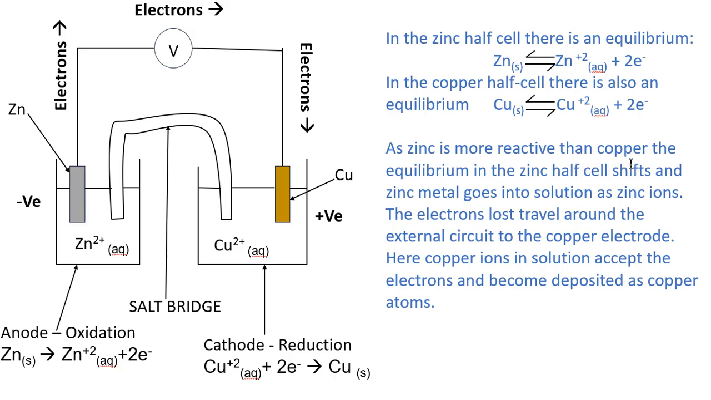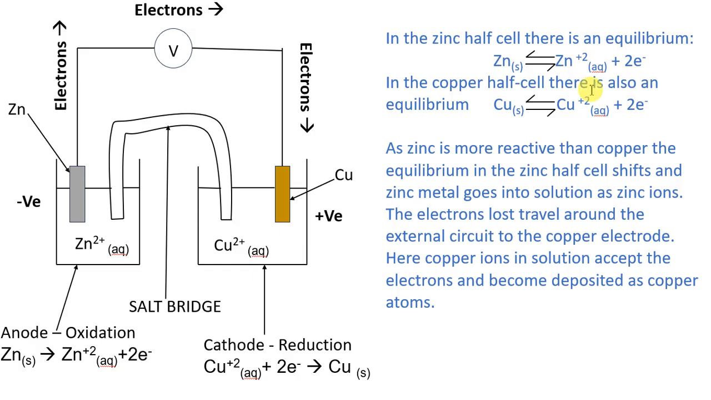Zinc is more reactive than copper, and that means the equilibrium in the zinc half cell shifts and zinc metal goes into solution as zinc ions. We see that here. The zinc metal going into solution now as zinc ions. It's a one-way street. The equilibrium has been shifted. Electrons are produced. They will travel around an external circuit to get to the copper half cell where copper ions accept them. And here that means that reduction is happening.